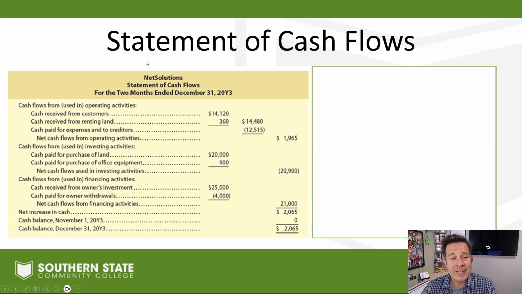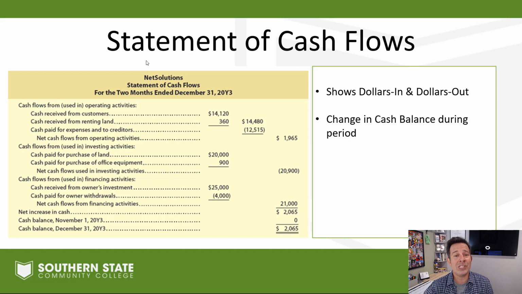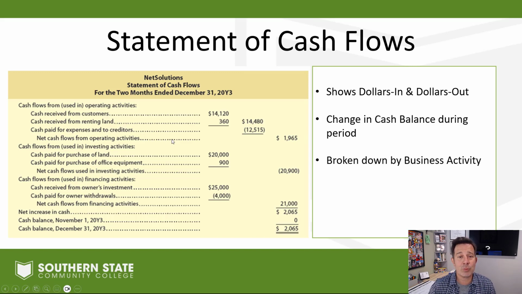Finally, I mentioned a statement of cash flows. We're not going to prepare one right now, but what that statement is doing, it's going to show you dollars in and dollars out. It's going to show you the change in the cash balance on the balance sheet from one period to the next. You can kind of see here at the bottom, we have cash at the beginning of the period, we have cash at the end of the period, and so we had an increase. The statement of cash flows is going to show you how that increase came about. The dollars that came in or out from operating activities, investing activities, and financing activities. So it's broken down by the three main business activities: operating, financing, investing.